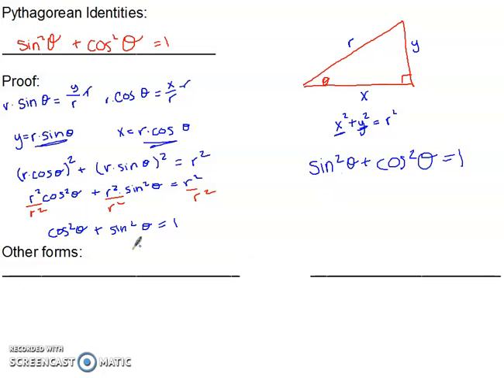We do have a couple other forms, and the first one we can get by dividing everything through by sine squared of theta.